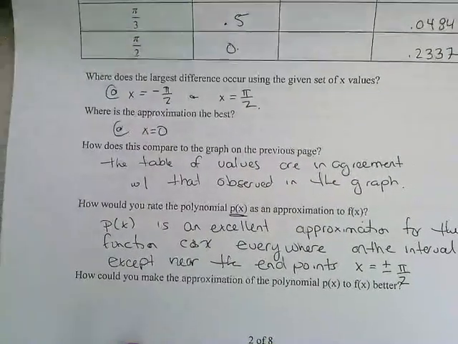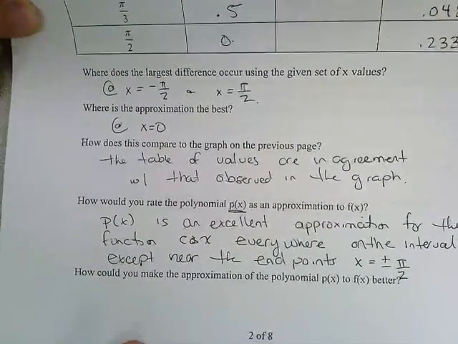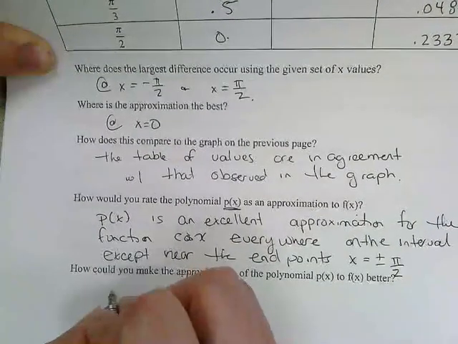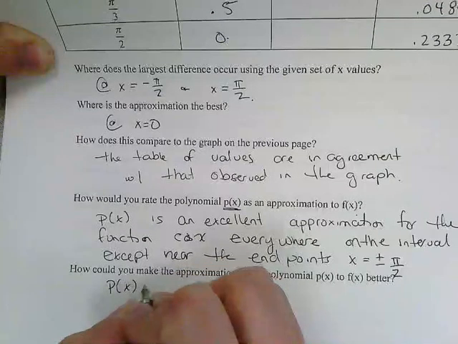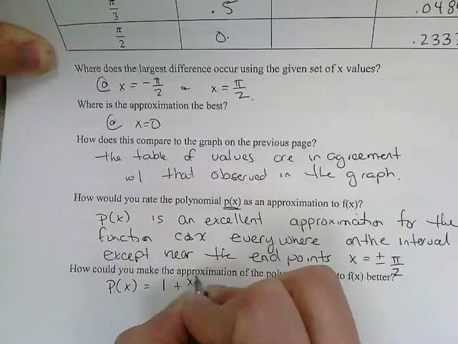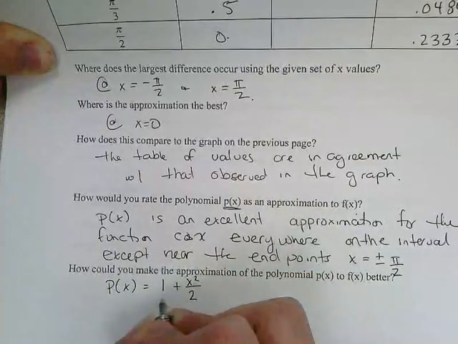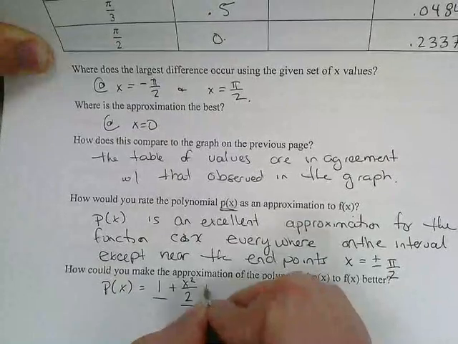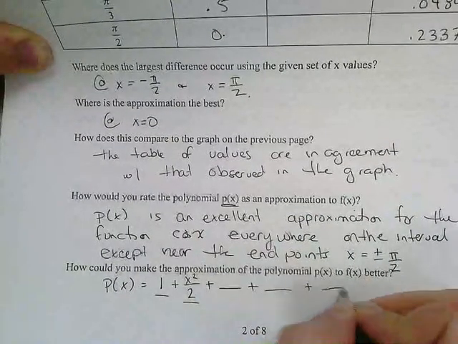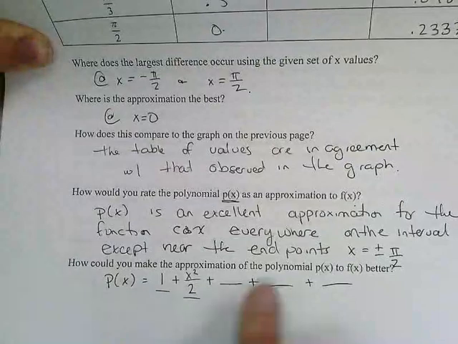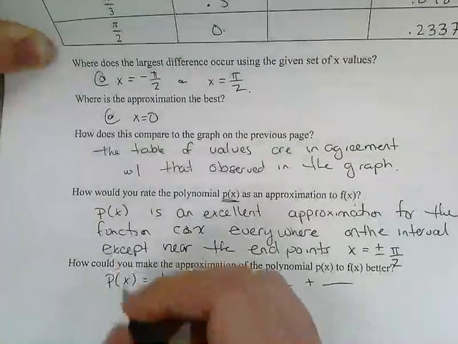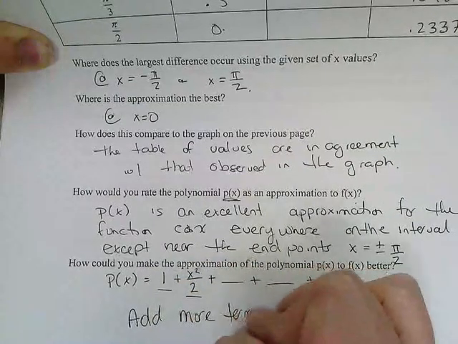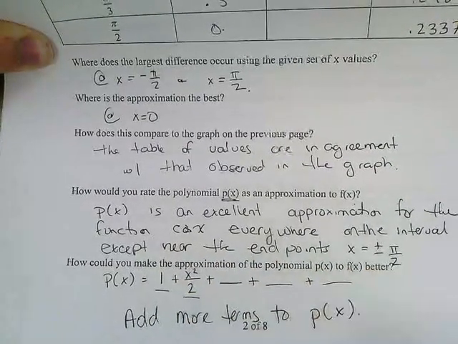All right, how could you make the approximation of the polynomial p of x to f of x better? Obviously, when you noticed, what did we graph for p of x? We graphed just 1 over x squared plus 2. So we only graphed 2 terms, correct? So what do you think if we added more terms to this power series? It would obviously be an even better approximation. So how could I make it? Add more terms to p of x.